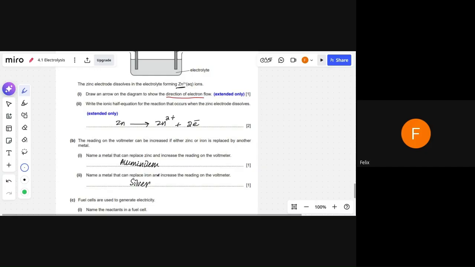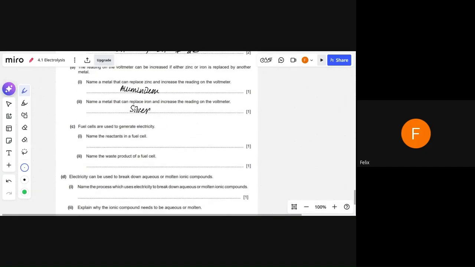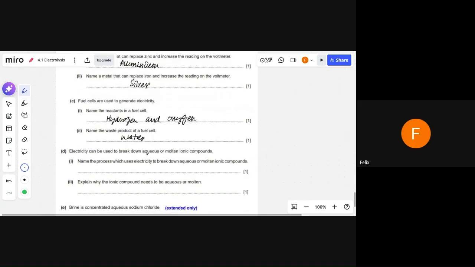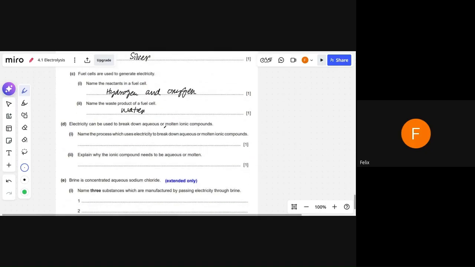Okay, so fuel cells are used to generate electricity. Name the reactants in a fuel cell. In a fuel cell, we use hydrogen and oxygen. And name the waste product of a fuel cell. It's water. Okay, so electricity can be used to break down aqueous or molten ionic compounds. Name the process which uses electricity to break down aqueous or molten ionic compounds. It is called electrolysis. That is the literal definition of electrolysis.